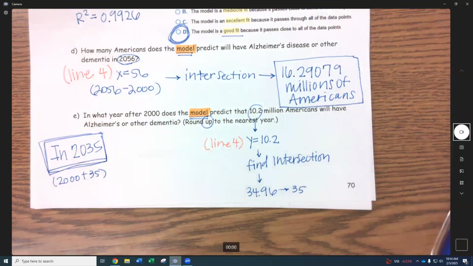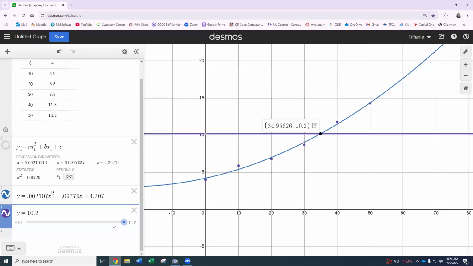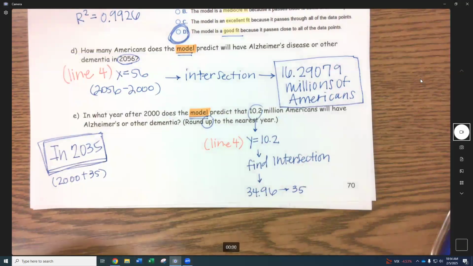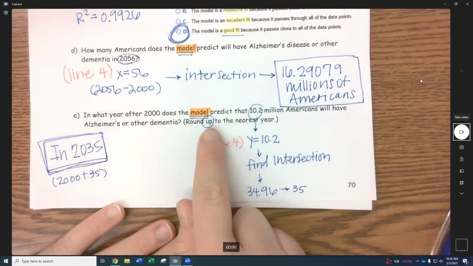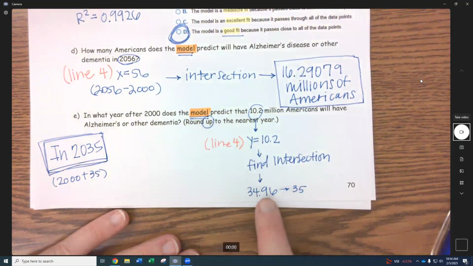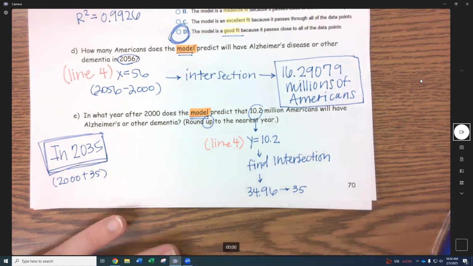Now, I do want to make a note. This one wouldn't matter which one you use because that's so close to 35. So if I click off that one, click on my regression, that still is going to round up to 35. So that one won't make a difference. It does on the previous one. I do want to make a note though, when we round up, it really doesn't matter what that decimal is. That's always going to go up to the next year.